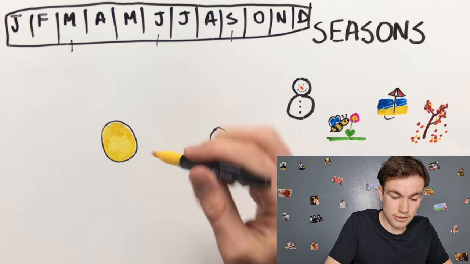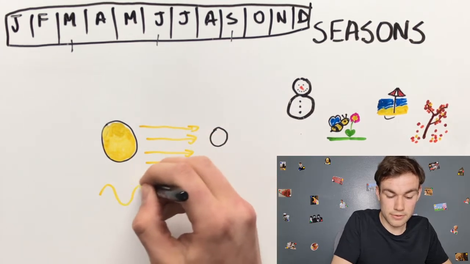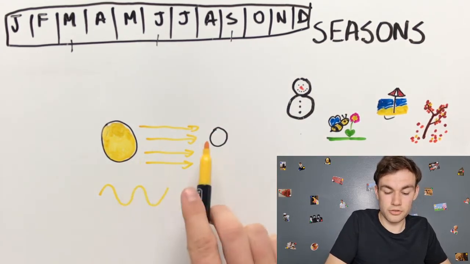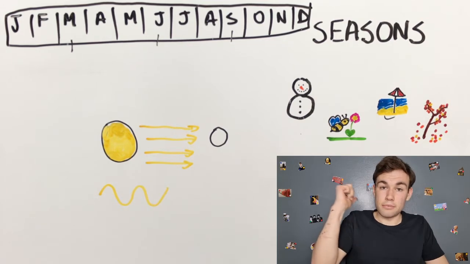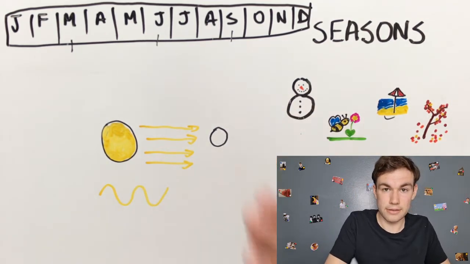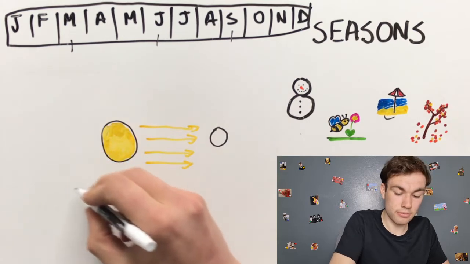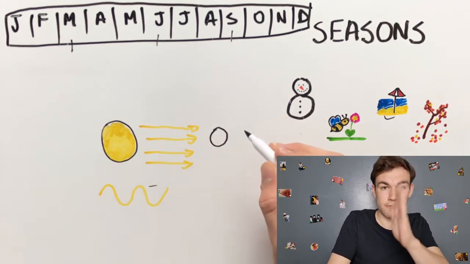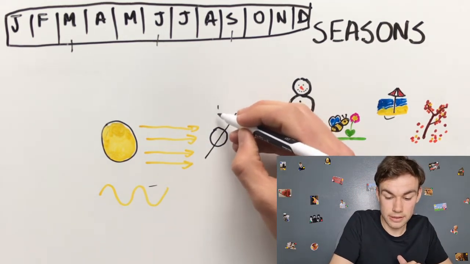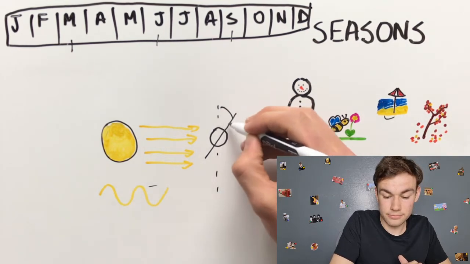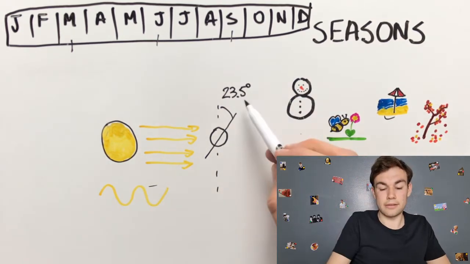So this is the sun. This is light from the sun. Of course, waves, but I will just draw with straight lines. I mentioned in the last video that the earth is tilted at an angle from the sun. The earth orbits the sun like this, but it does not face the sun exactly. It is at an angle of about 23.5 degrees, so tilted at this angle.